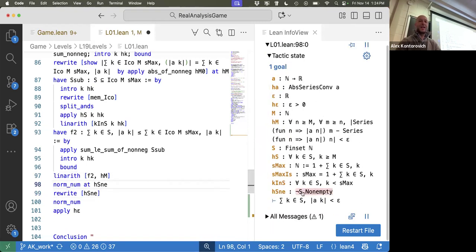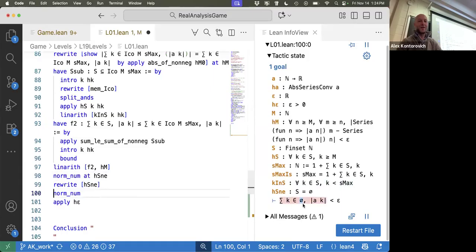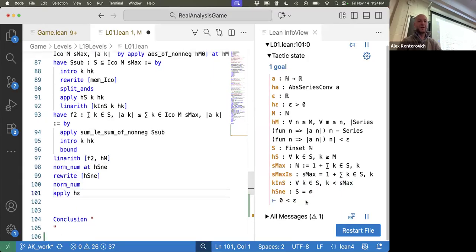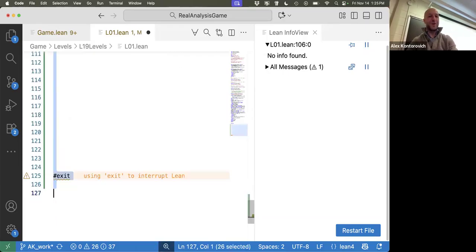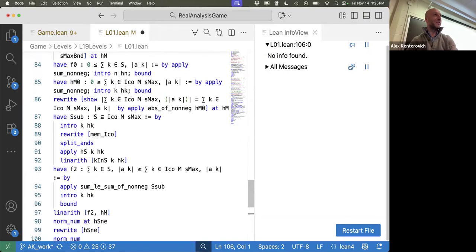Okay, so now it's the case that S is empty. And then if S is empty, then S is the empty set. And if S is the empty set, then you're summing over the empty set. And norm num seems to do well with summing over empty sets, but bound doesn't. And we get that that's 0. And why is 0 at most epsilon? Because of H epsilon. Okay, that was a blazing fast crash through that, but hopefully it makes sense to you.